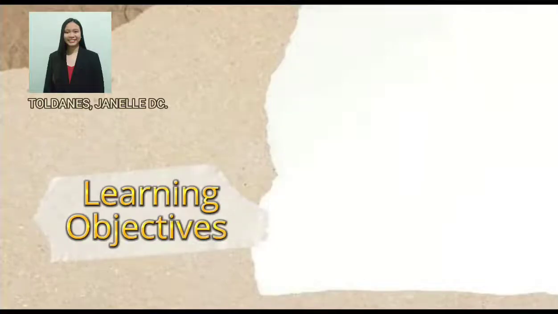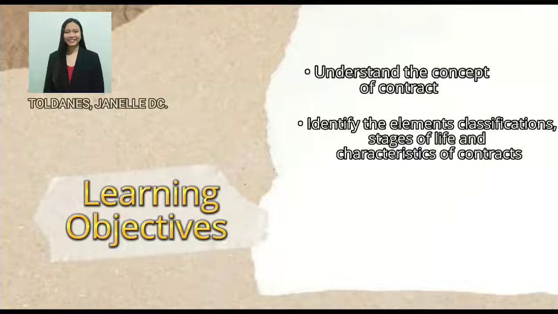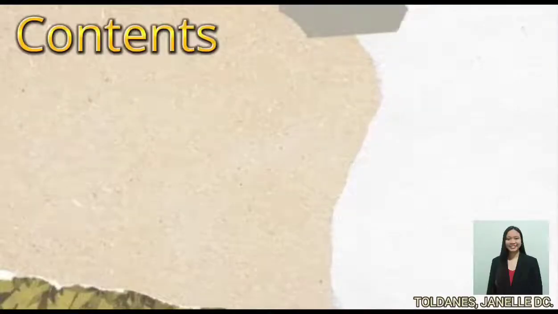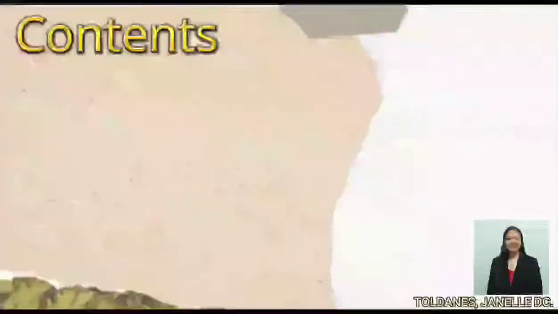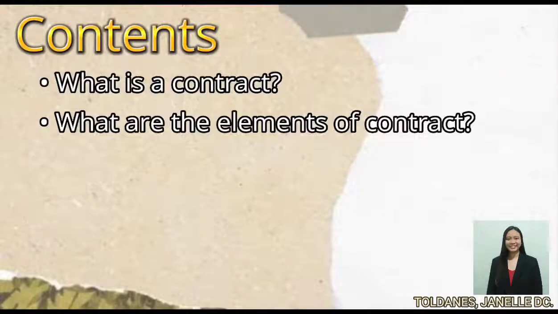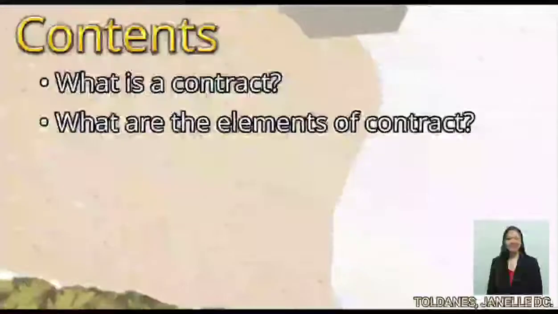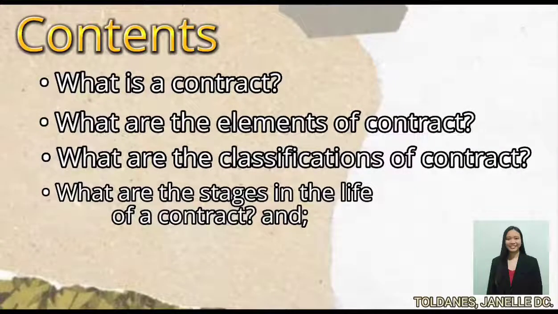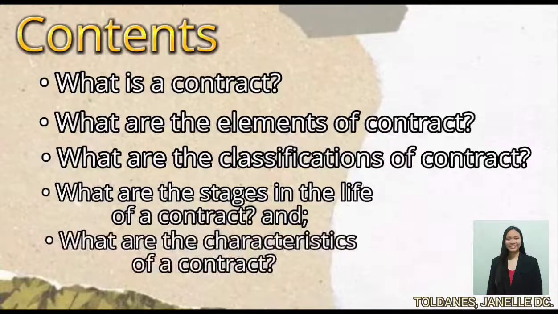In the learning objectives, at the end of this lesson, we the students are expected to understand the concept of contract, identify the elements, classifications, stages of life, and characteristics of contracts, and decide on cases involving different characteristics of contracts. This module has five topics that we are going to discuss. The first is, what is a contract, or the meaning of a contract? The second is, what are the elements of a contract? The third is, what are the classifications of contract? The fourth is, what are the stages in the life of a contract? And lastly, what are the characteristics of a contract?